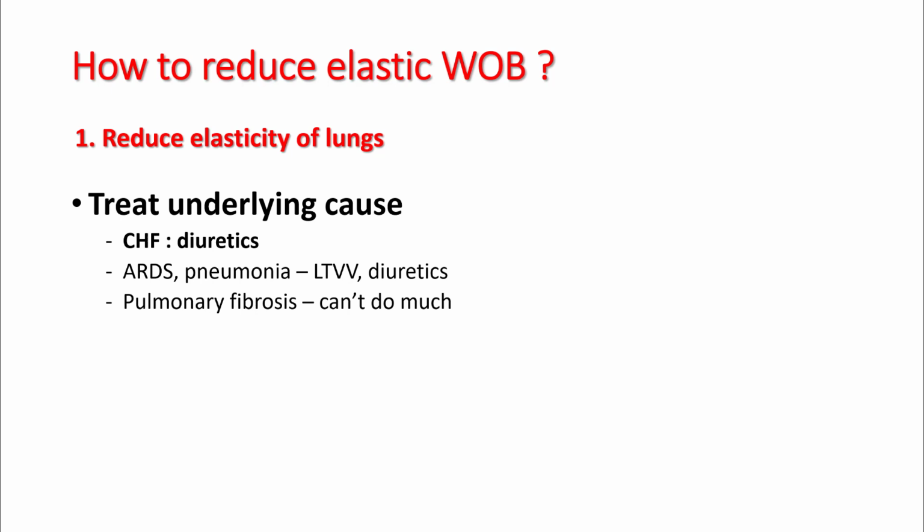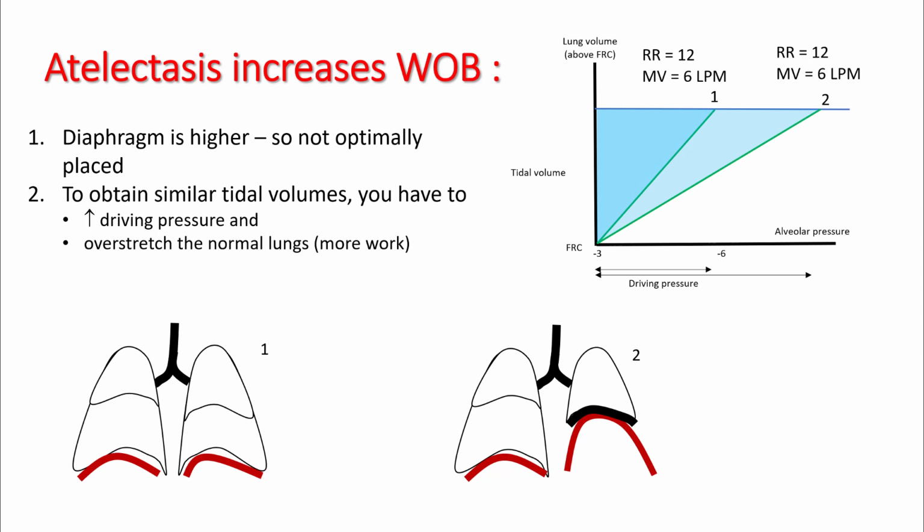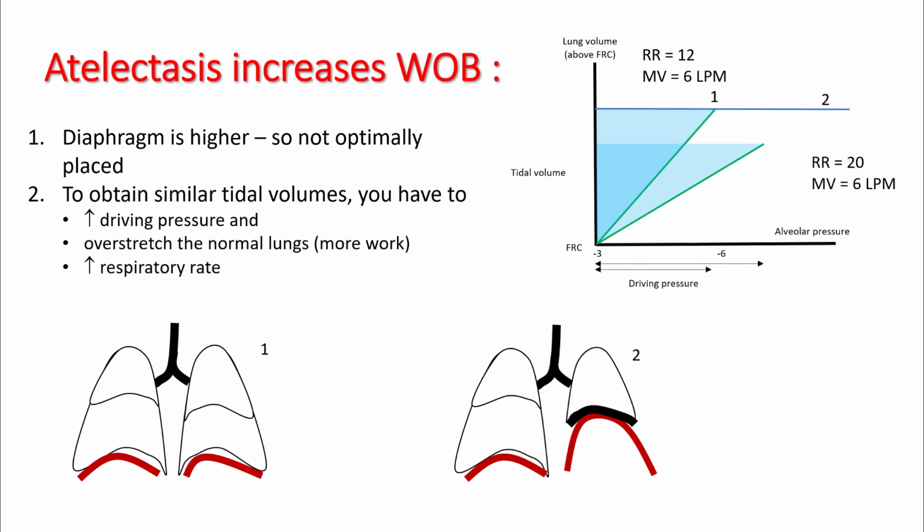One of the things that you can use in these patients is PEEP to recruit and prevent atelectasis. Atelectasis, as you know, can increase work of breathing because the diaphragm is suboptimally placed, and to obtain similar tidal volumes, your lungs have to increase their driving pressure and overstretch the normal lungs. You also have to increase the respiratory rate to compensate for the minute ventilation.